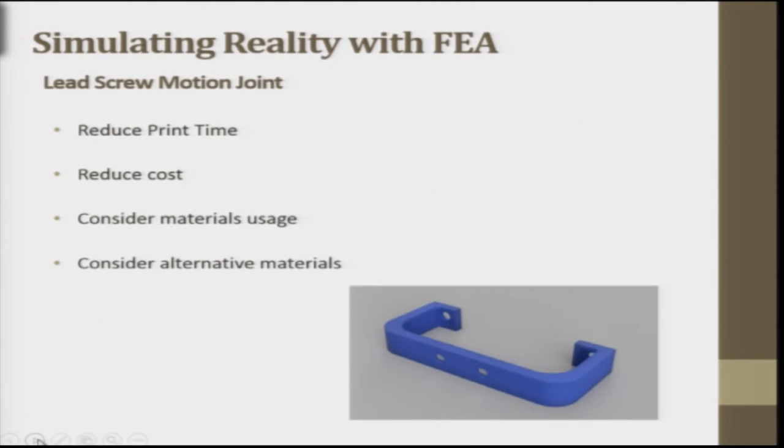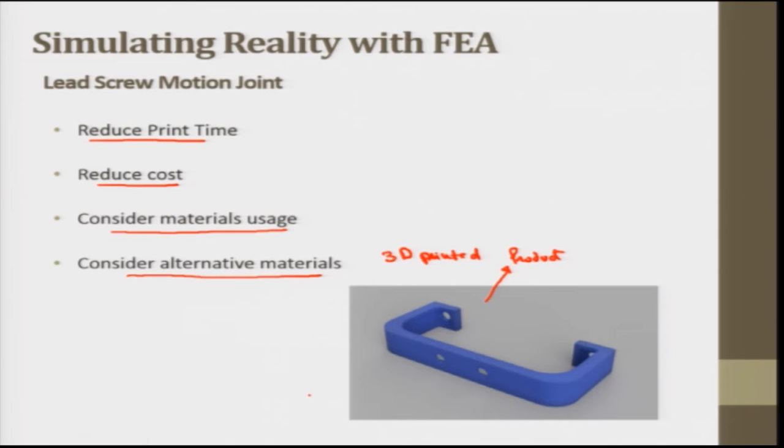This is the product that we have taken. This is a lever that needs to be designed. This is the final product that we have obtained. Our purpose in this was to reduce the print time, because this is a 3D printed product. Also, we needed to reduce the cost. We needed to consider the material usage and consider alternative materials as well.